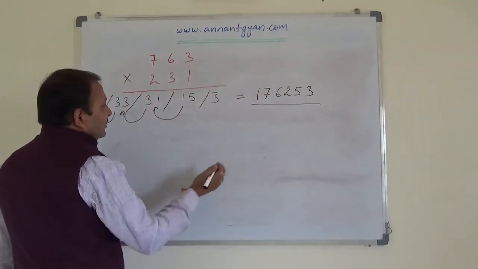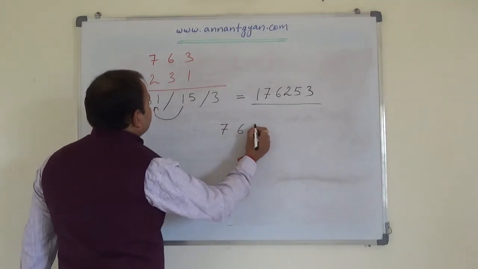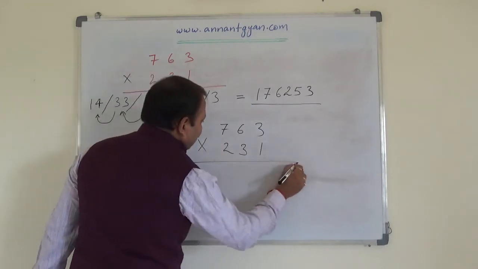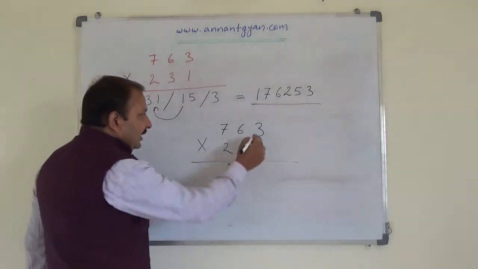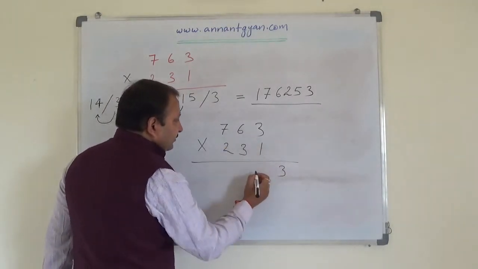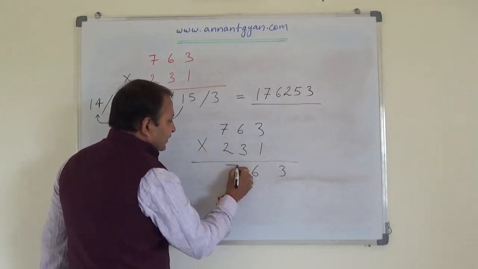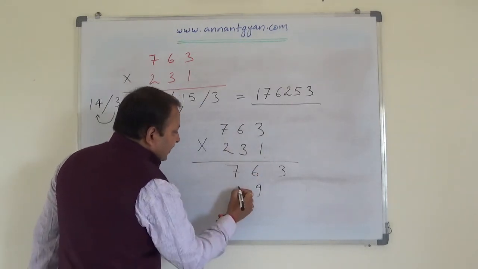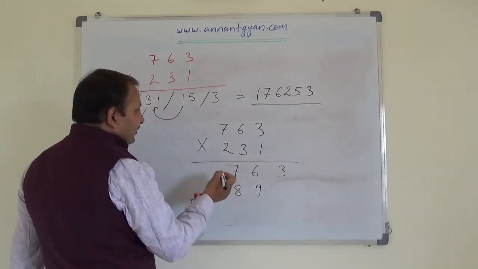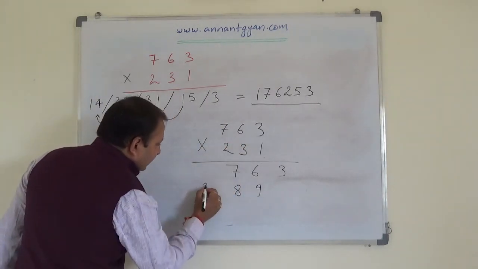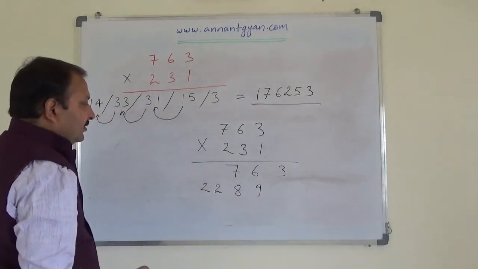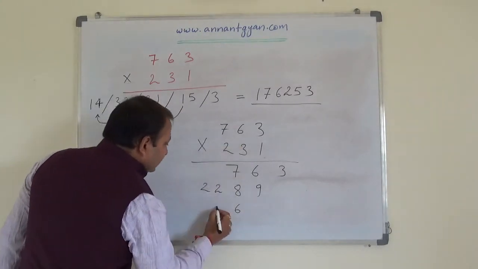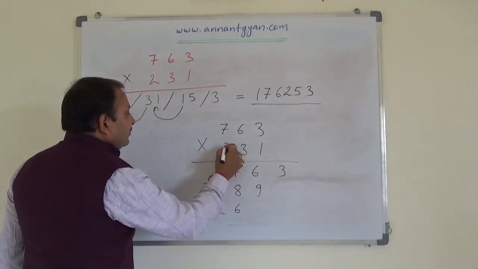We shall verify this answer by multiplication of these two numbers. So 7, 6, 3 into 2, 3, 1. We shall multiply these two numbers. 3 into 1 is 3. 6 into 1 is 6. 7 into 1 is 7. 3 threes are 9. 18, 1 will be carried for the next. 22. The second 6, 2, 1 will be carried.